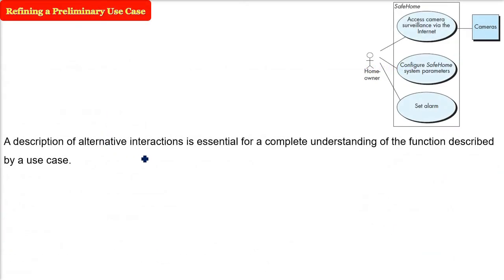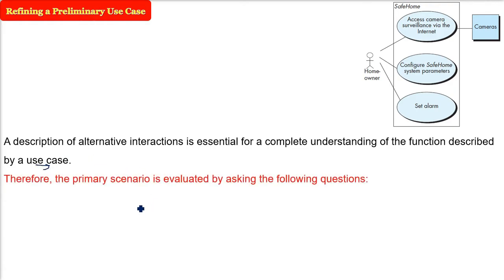Now, the second step. The description of these alternative scenarios or interactions is very important, essential for complete understanding of the function described by a use case, because the use case will not be complete otherwise. So we need to develop this primary scenario. We need to ask certain questions, because this is just a narration. We have written it in the form of declarative sentences.